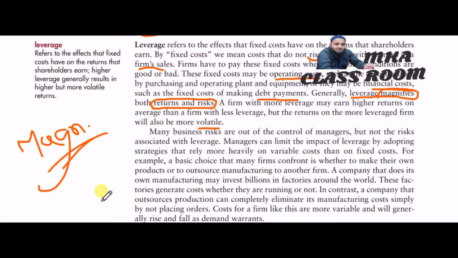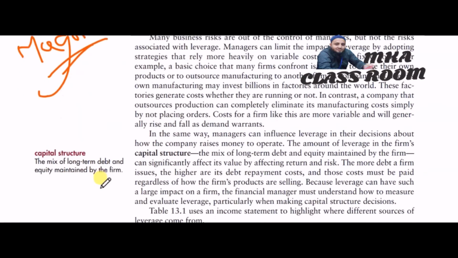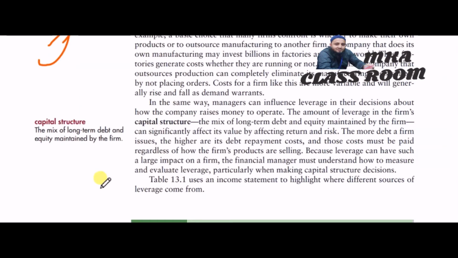Managers can limit the impact of leverage by adopting strategies that rely more heavily on variable cost than on fixed cost. For example, a basic choice that many firms confront is whether to make their own products or to outsource manufacturing to another firm. In the same way, managers can influence leverage in their decisions about how the company raises money or operates.